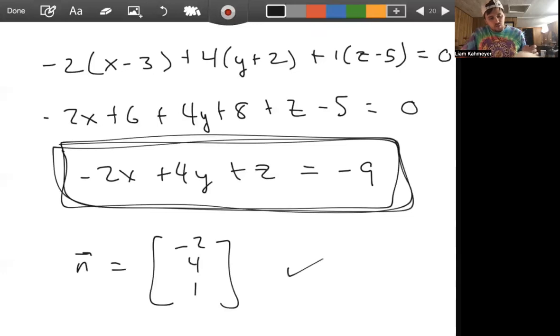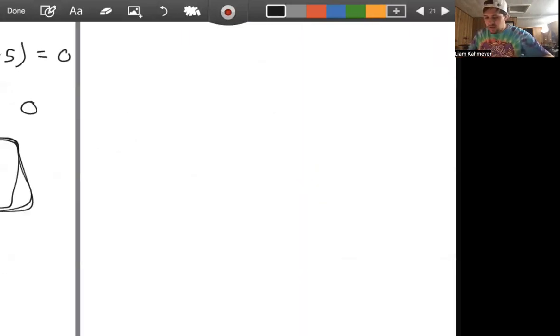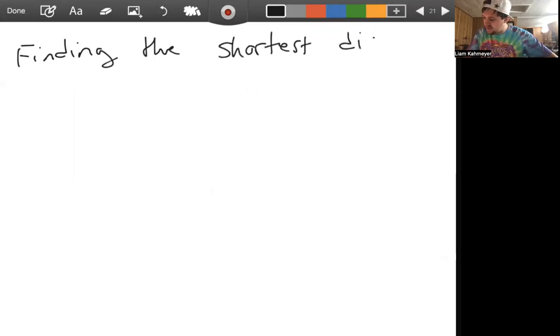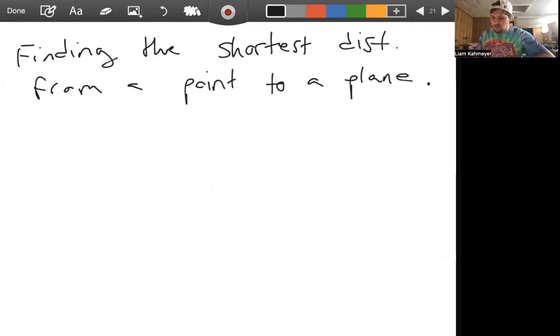There is one more thing we can understand via the dot product with planes, and it also ties in the projection vector that we were examining earlier. So let's look at finding the shortest distance from a point to a plane. Okay, so what do we have, right?